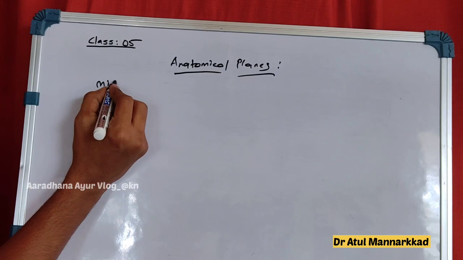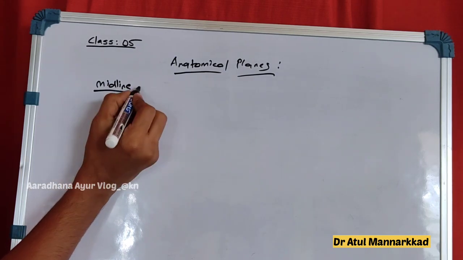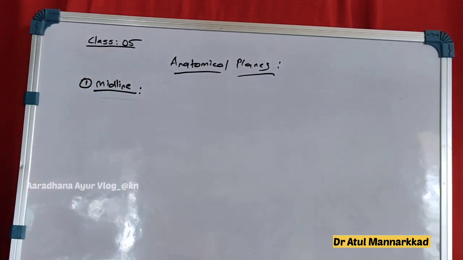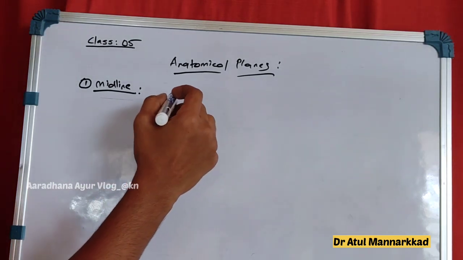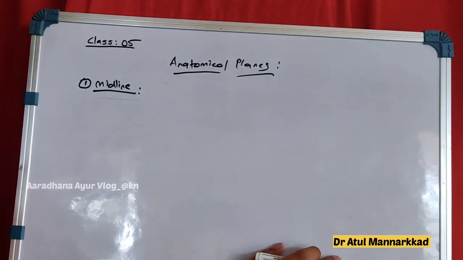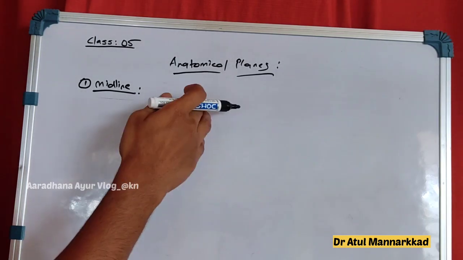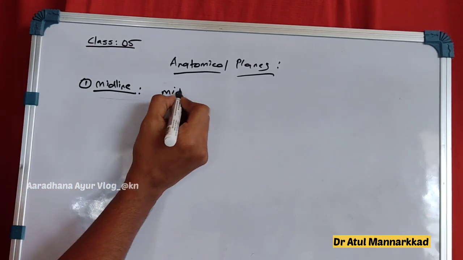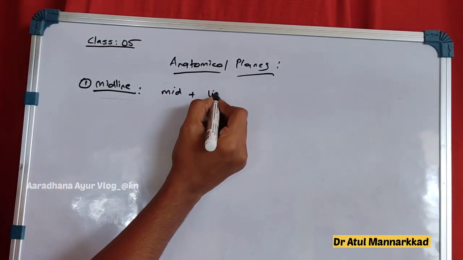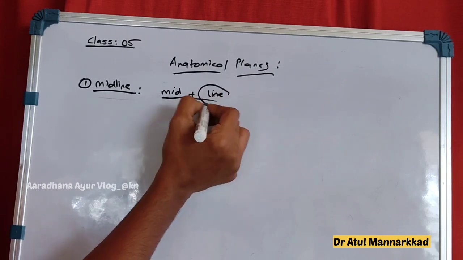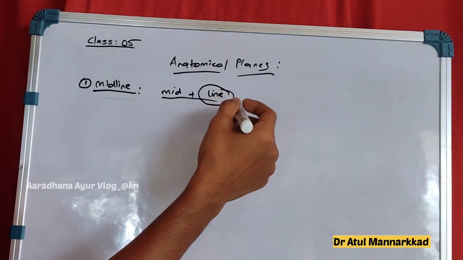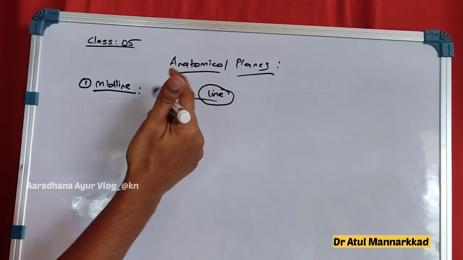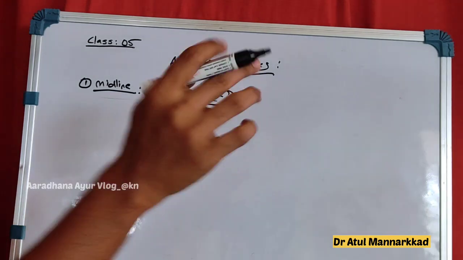So what is midline? Simultaneously you can make the notes also. Midline is a vertical imaginary line passing between the eyebrows, tip of the nose, umbilical region, dividing the body into two equal parts. That is a midline. The name only suggests mid plus line. So it is an imaginary line which is passing through the mid part.